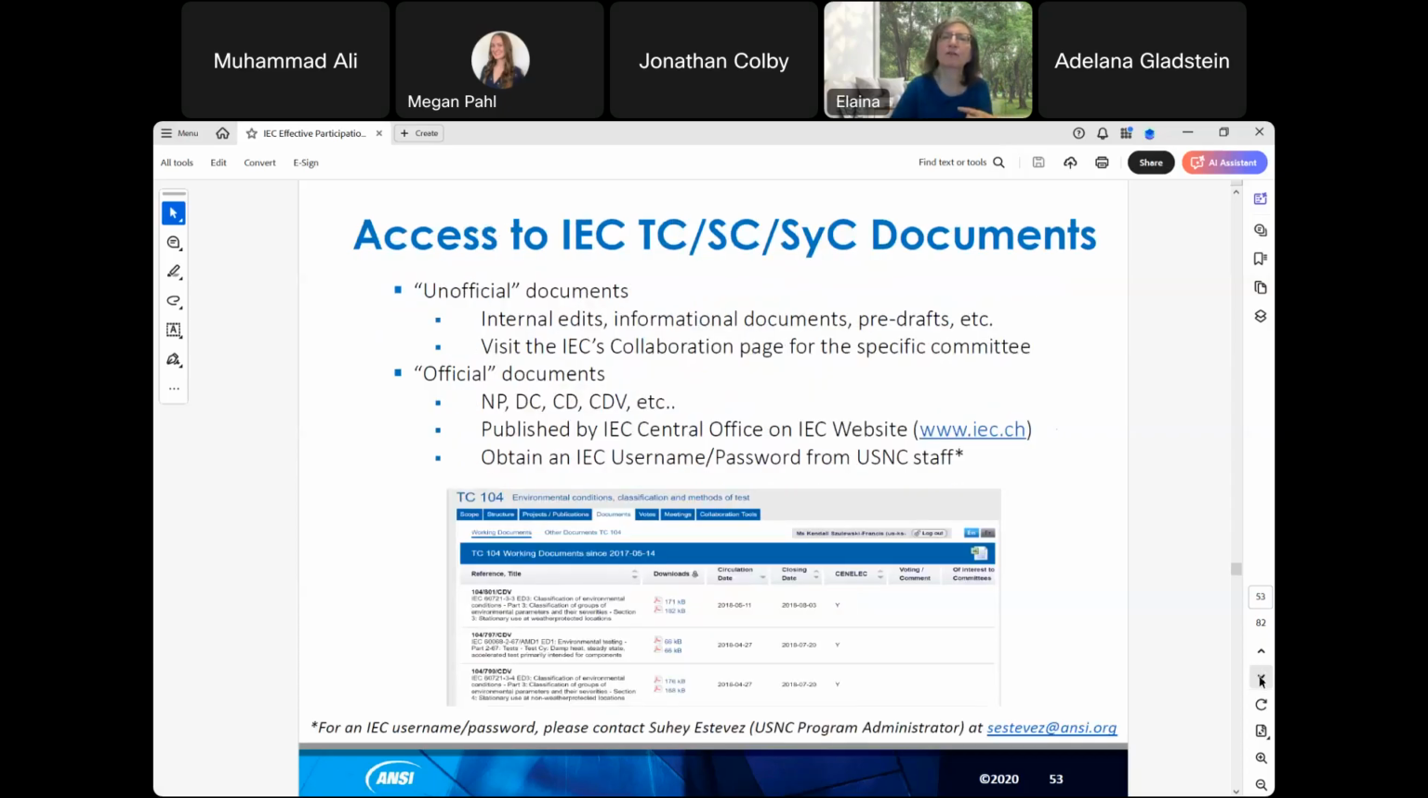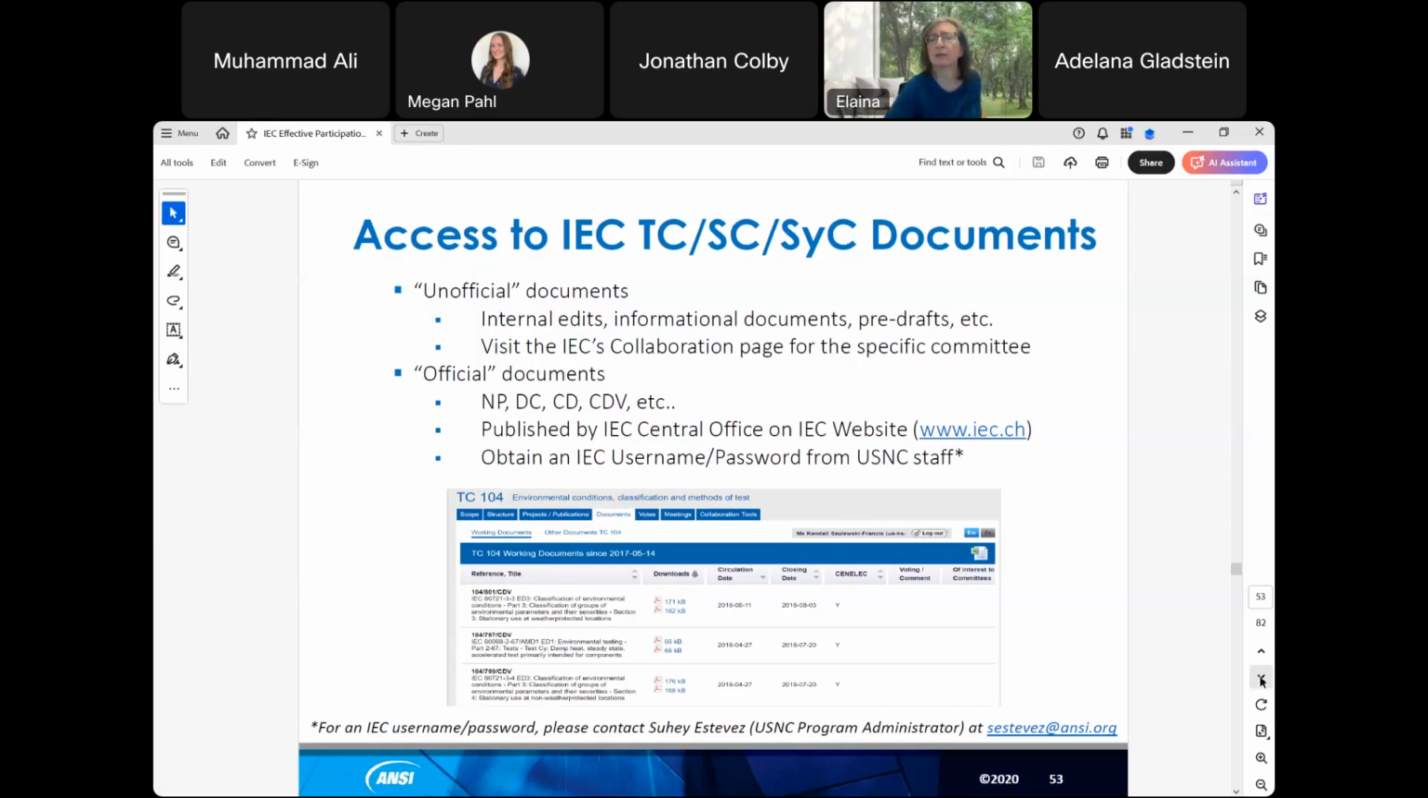We talked about unofficial documents and official documents already. And we talked about the collaboration tool. Make sure that if you have access to the collaboration tool that you are on the notification list. If you've been notified that something has been added to the collaboration tool, make sure to check it out and make sure that it agrees with what your memory is and what the US position is.